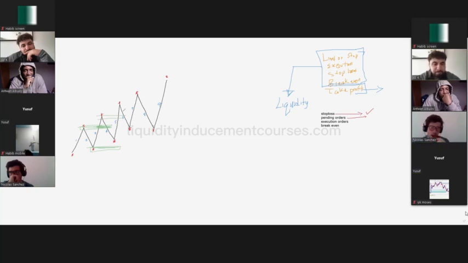Am I correct? Yes. Let's be logical together. So that means we know where this liquidity is usually sitting. And it doesn't sit without the stop losses on those highs and those lows still.